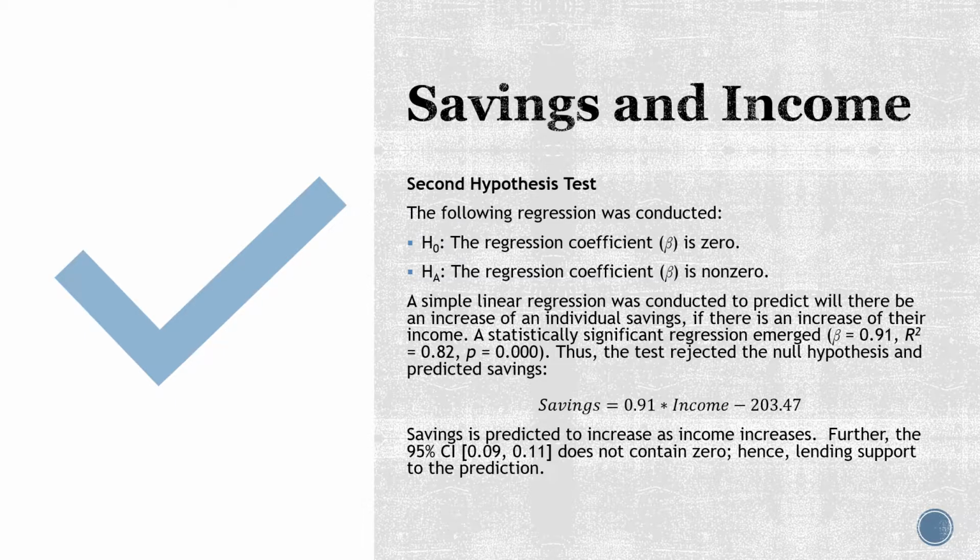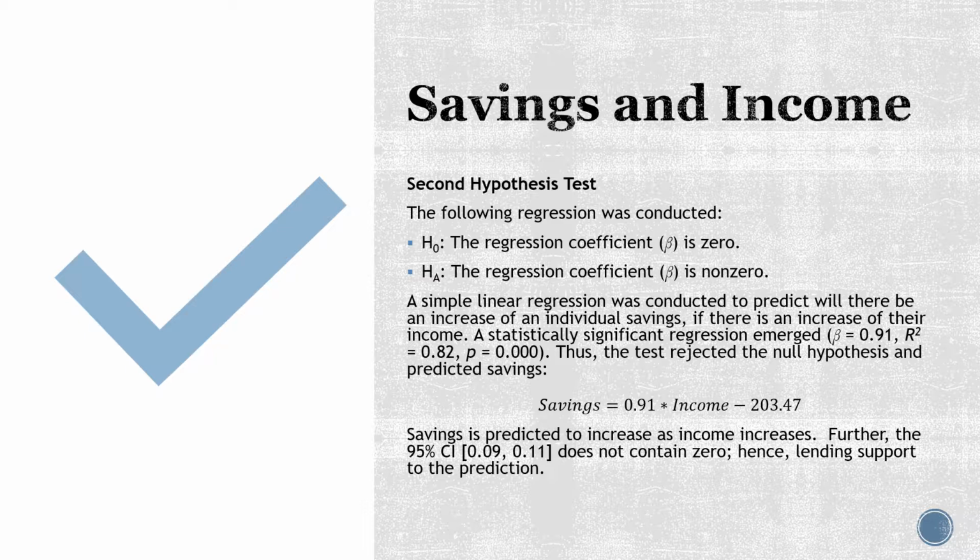Here's our second hypothesis test. The following regression was conducted on savings and income. Our null hypothesis states the regression coefficient is 0. Our alternative hypothesis states the regression coefficient is non-zero. A simple linear regression was conducted to predict will there be an increase of an individual's savings if there is an increase of their income.